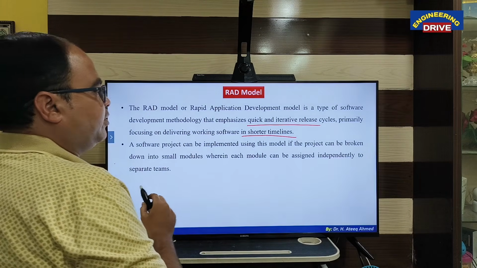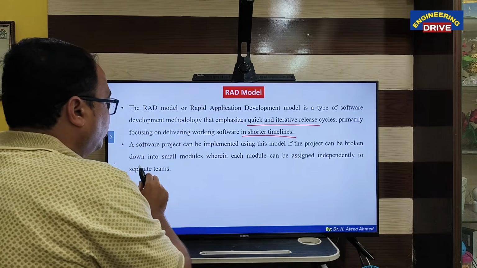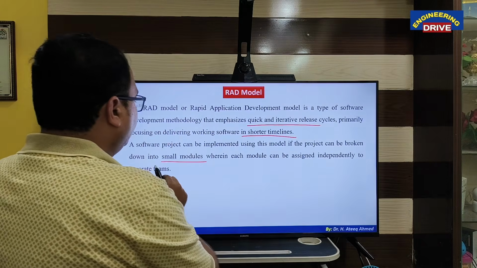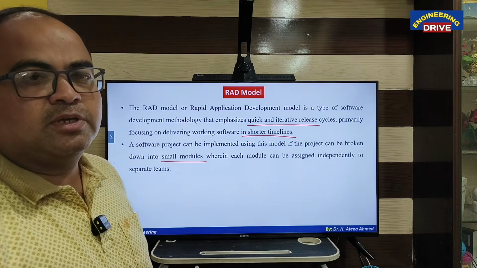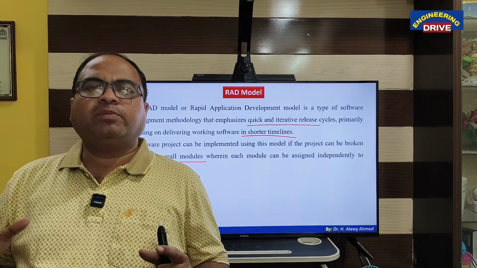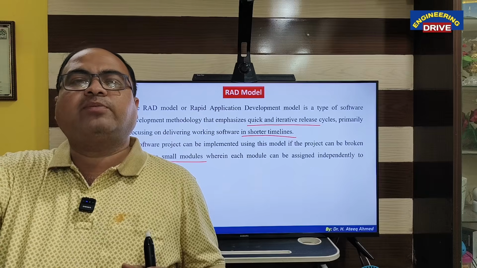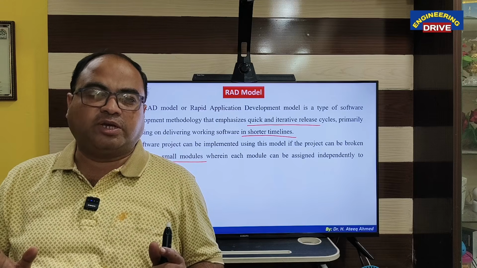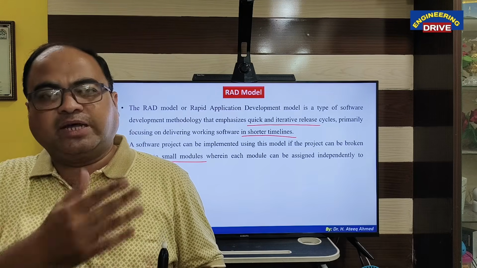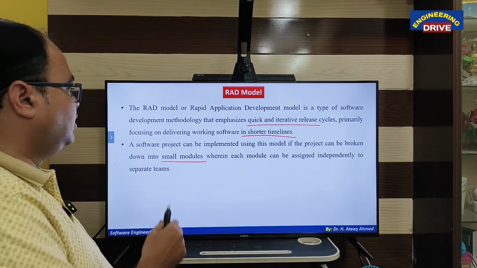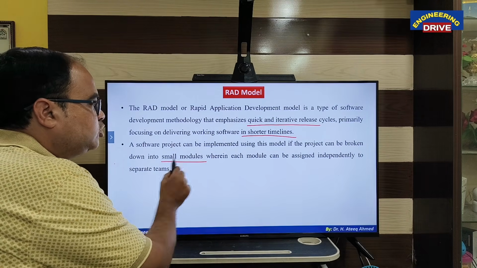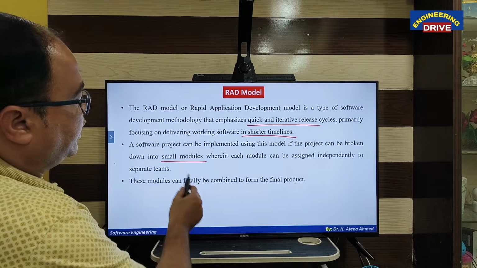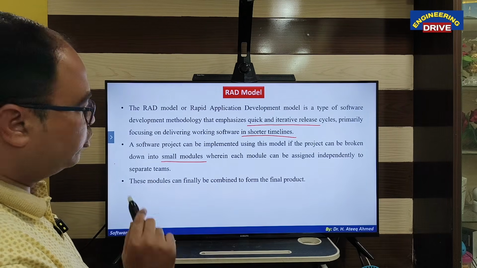A software project can be implemented using this model if the project can be broken down into small modules, where each module can be assigned independently to separate teams. Now here, how will the RAD model make the work faster and develop the work in less time? Here the division of work concept comes into existence. What is the division of work concept? I will explain in the next slide in the diagram how we are going to divide that project into small modules. Next, these modules can finally be combined to form the final product.